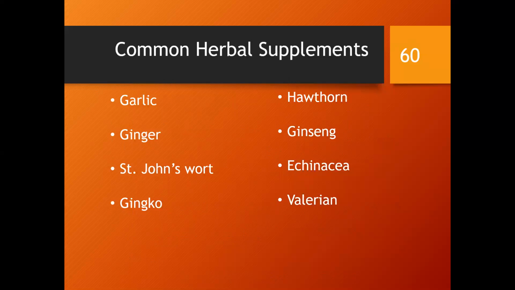St. John's wort is used for depression, anxiety, and as an anti-inflammatory. Ginkgo improves memory, claudication, and sometimes menopausal symptoms. Hawthorn is used for hypertension or high blood pressure. Ginseng decreases stress, increases the immune system, and wards away fatigue. Echinacea, excuse my bad pronunciation, increases the immune system and is anti-inflammatory. And valerian decreases stress or promotes sleep.